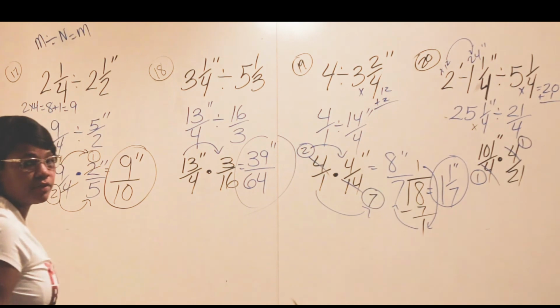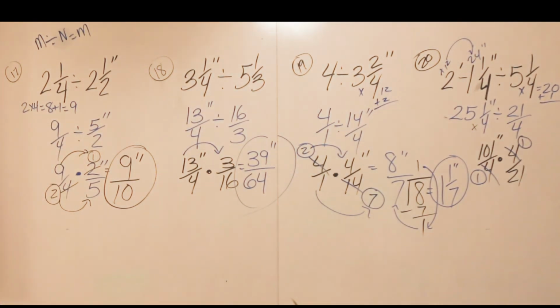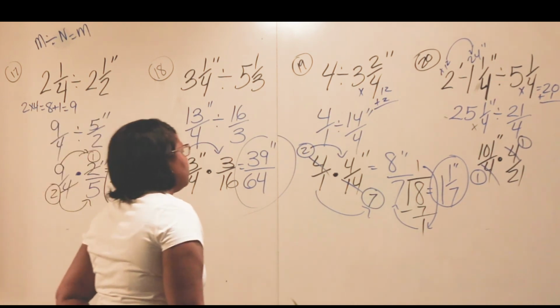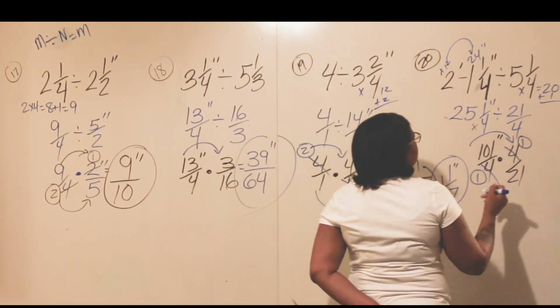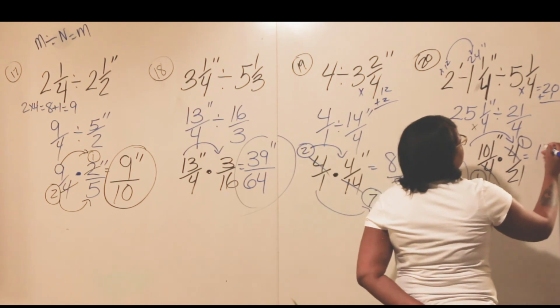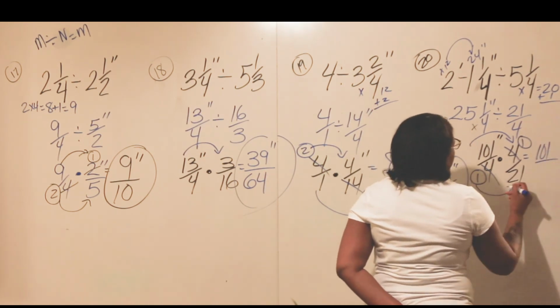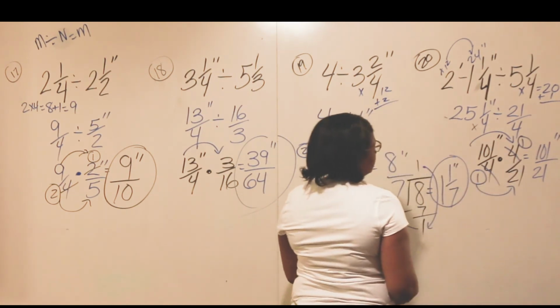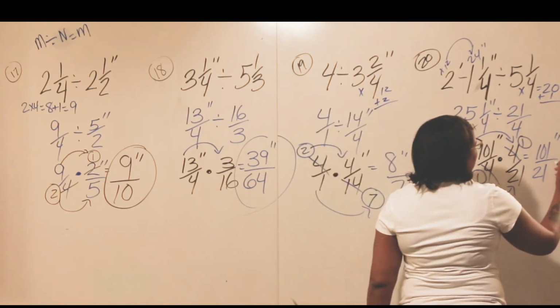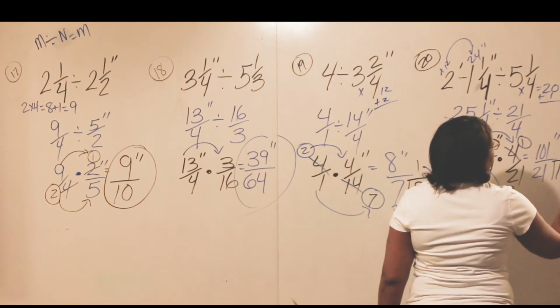Can you cross reduce anything else? Nope. Alright. So now we multiply numerator times numerator. 1 times 1 is 1, and 1 times 1 is 1. That gives us 101 over 21, an improper fraction.